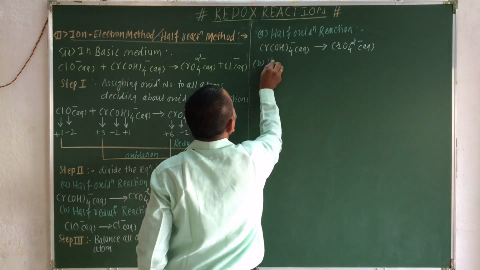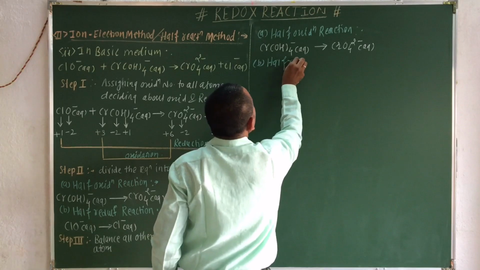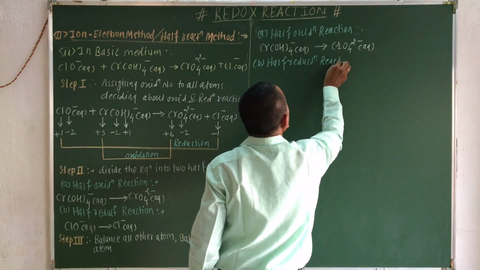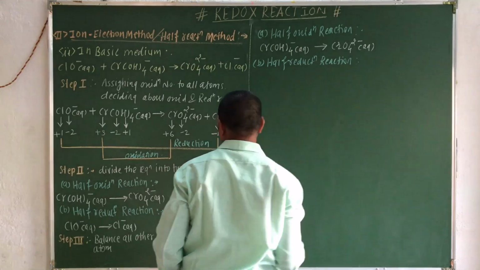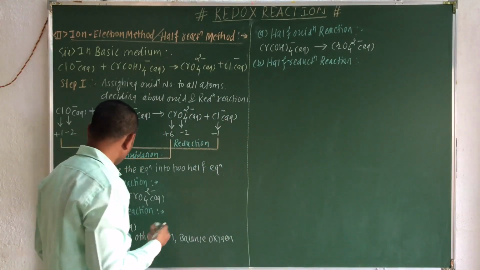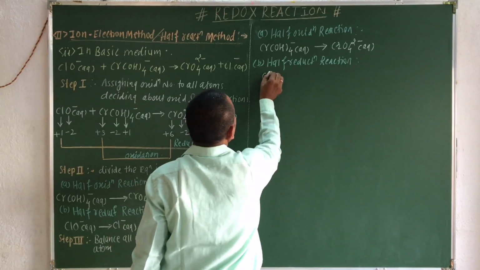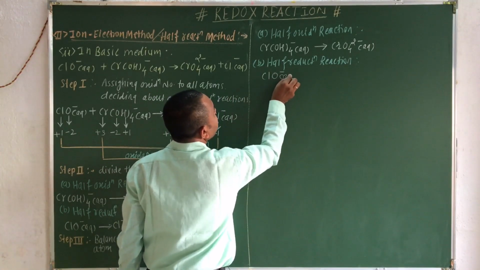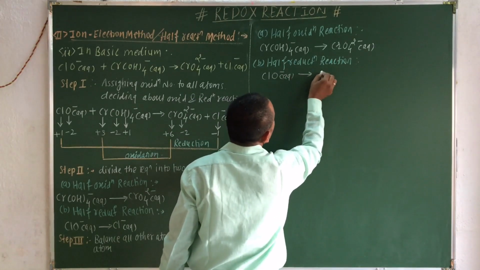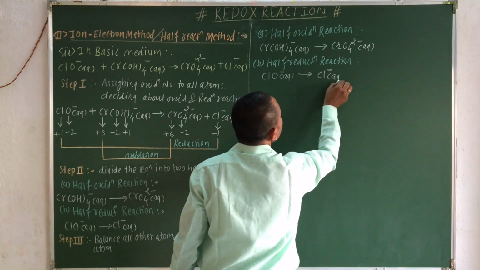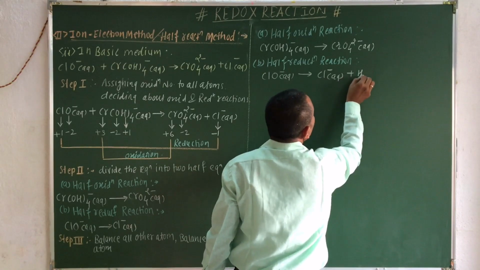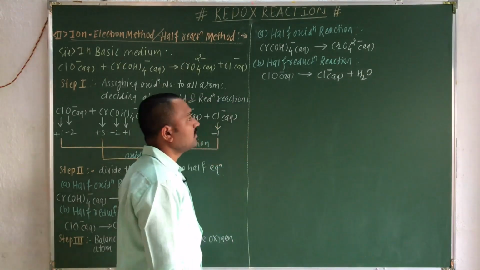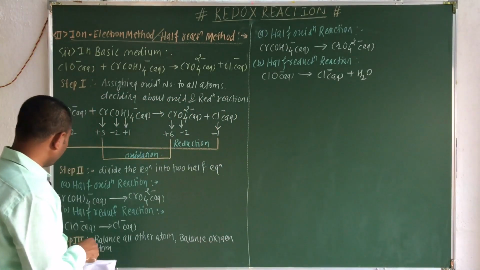Now half reduction reaction. Now here we have to balance the oxygen atom only, because other atoms are already balanced, that is ClO minus aqueous gives Cl minus aqueous plus 1 H2O. For one oxygen atom we add one water molecule. So this is about your step number three.